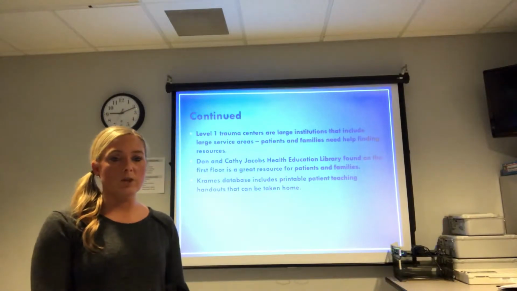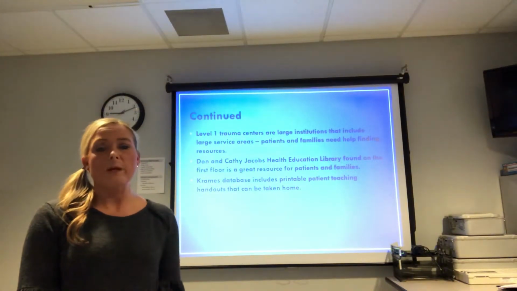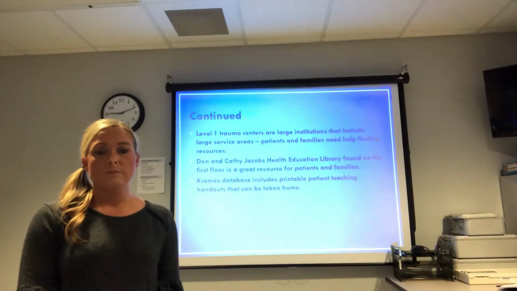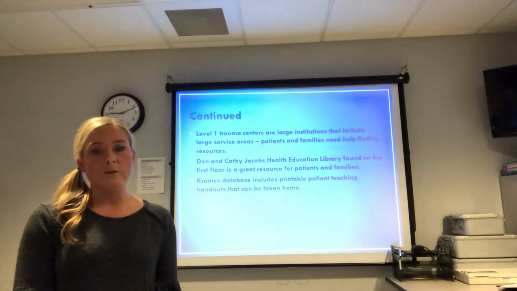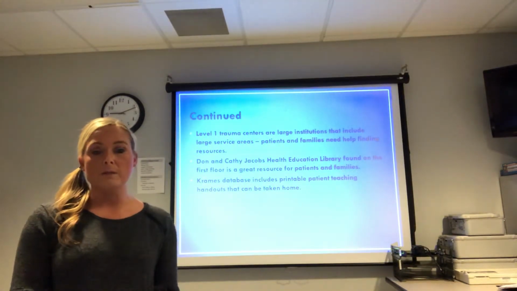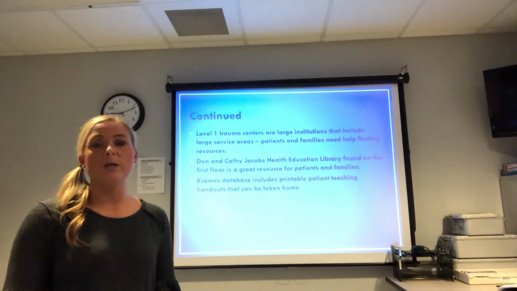This is a level 1 trauma center. It services a large service area, and patients and families need help finding resources. The Don and Kathy Jacobs Health Education Library found on the first floor is an excellent resource for patients and families. Also, the CRAMES database includes printable patient teaching handouts that can be taken home.